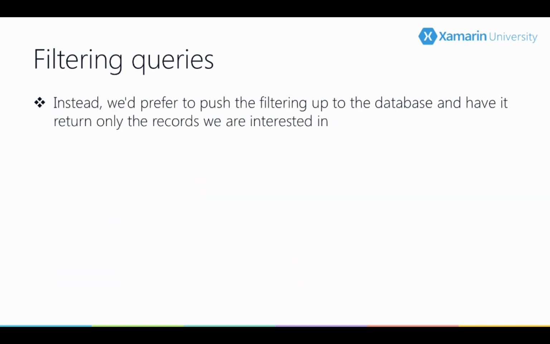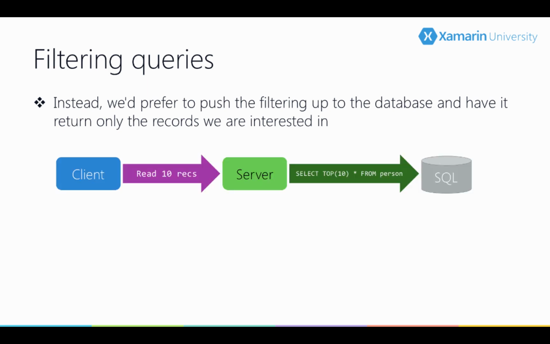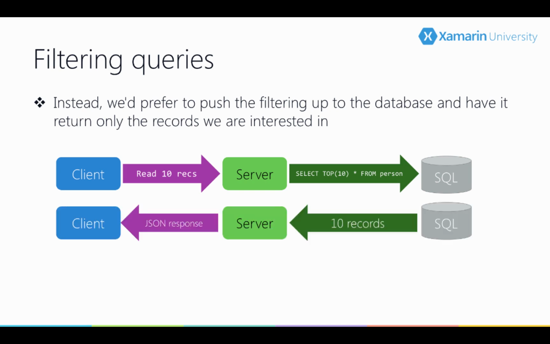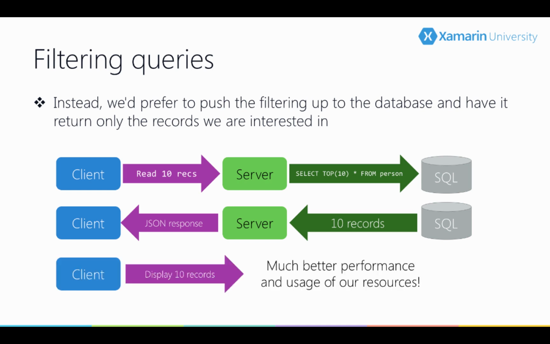Instead, we want to push that filtering up to the server where it belongs. And in this model, the client would somehow provide a filter as part of the query to read 10 records, and the server would then use that filter in the database query it issues. Then the database server would return 10 records, the server would package that up into JSON, and then return it to the client, which would then display the records without filtering.